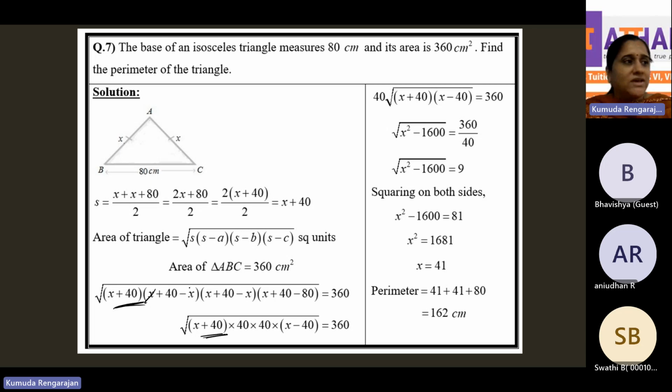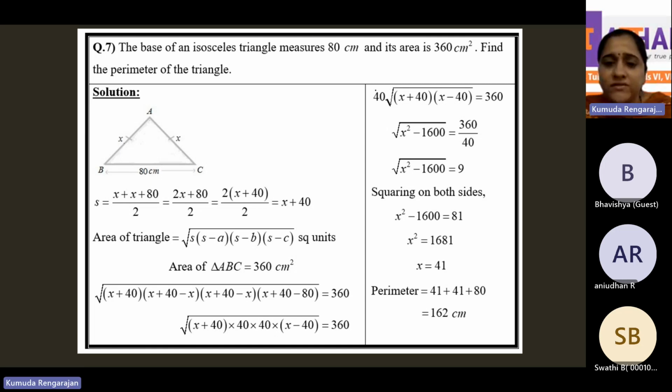Now this plus x minus x cancels out. So this is 40. Then minus 80 plus 40 is minus 40, equal to 360. Now can you see two 40s here? So 40 will come out of the square root. What remains under the square root? x plus 40 and x minus 40 remain under the square root, equal to 360.